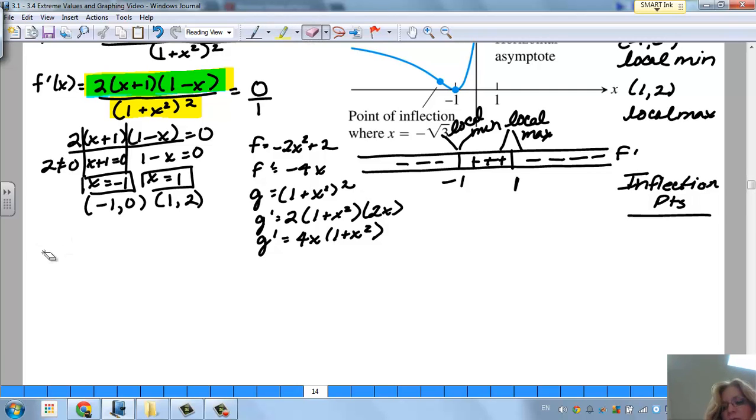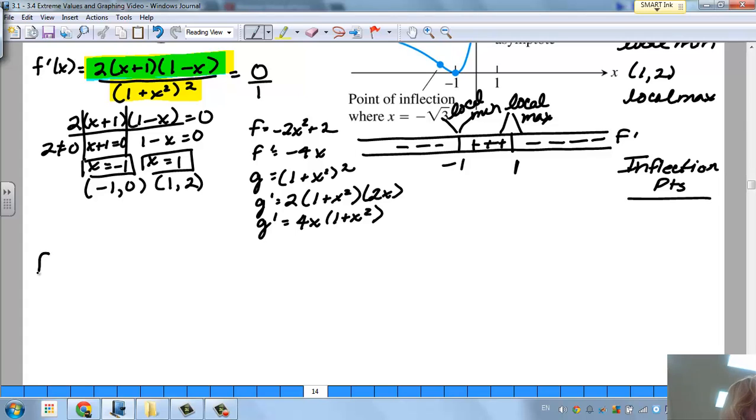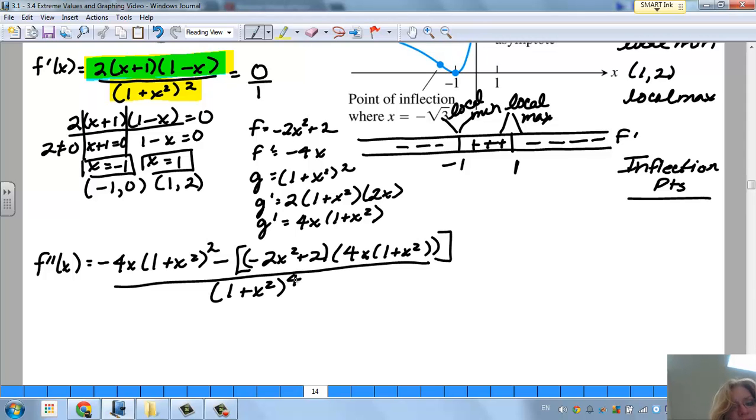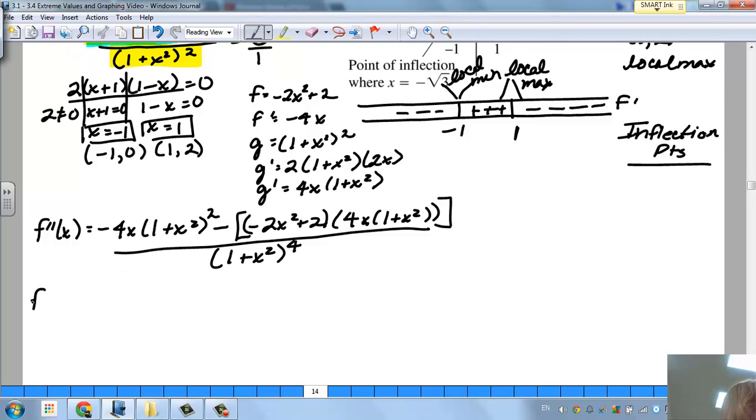Alright, so I'm going to move this down a little bit so we can do the second derivative. The second derivative, which is also the quotient rule, is f prime g minus f g prime, so that's going to be negative 2x squared plus 2 times 4x times 1 plus x squared, all over g squared, which is 1 plus x squared squared squared, so that's going to be to the fourth power. So now we have to go through and do some of this algebra.